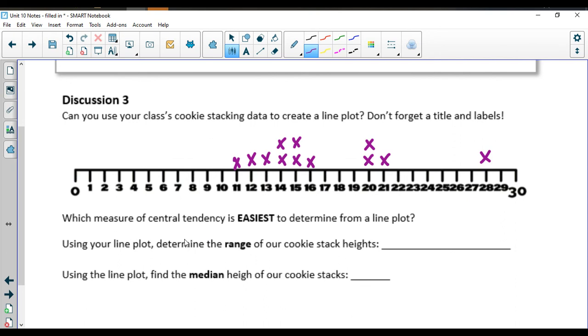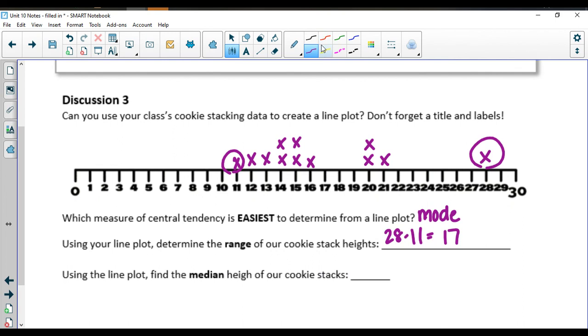Which measure of central tendency is easiest to determine from a line plot? When you visually look at this one, the mode is actually going to be the easiest because you're able to see which line is tallest here. We can determine the range, so we can look at this top value and the bottom value. 28 minus 11 gives us 17.